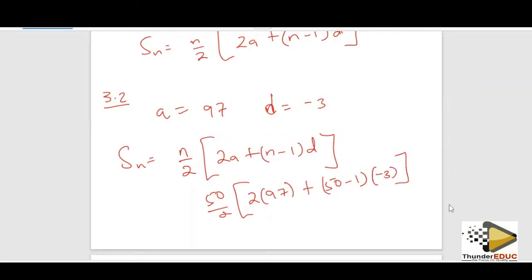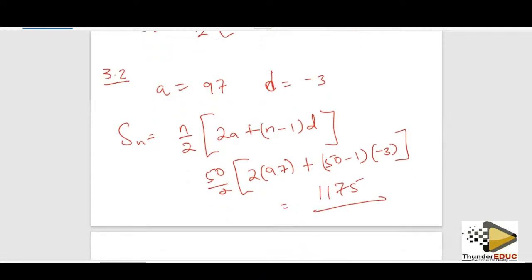Okay, so I have that. Given the nature of the marks, or given the number of marks that are there, I don't need to really dwell much on breaking this down. Just punch that into a calculator. So 2 times 97. Oops, I need a big bracket. Plus, and then close the bracket. I'm having 1175. All right, so that is question 3.2.